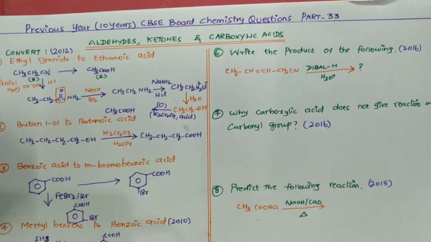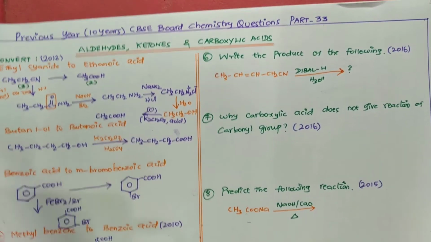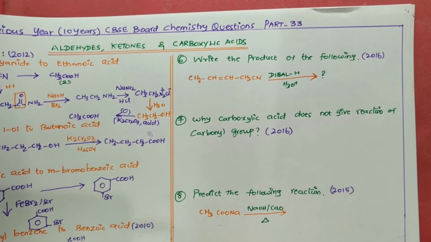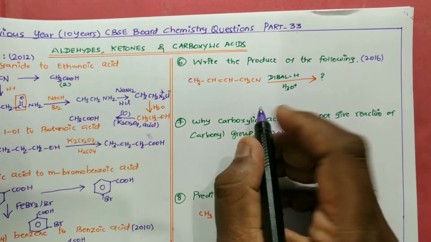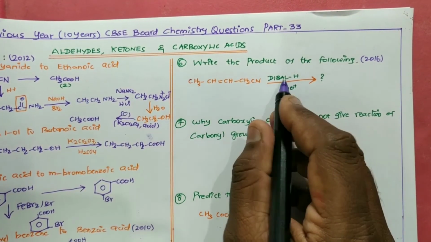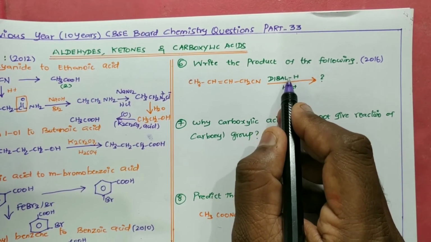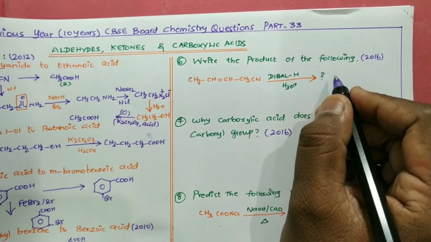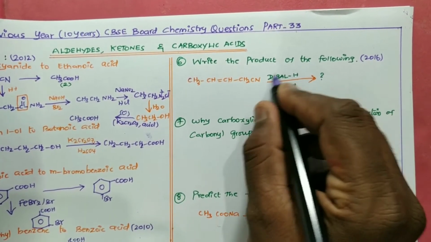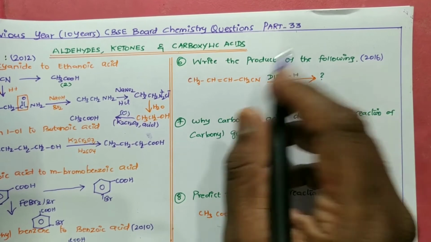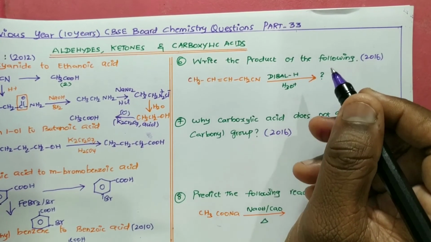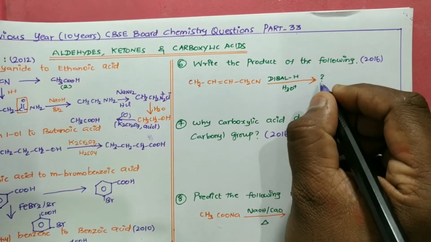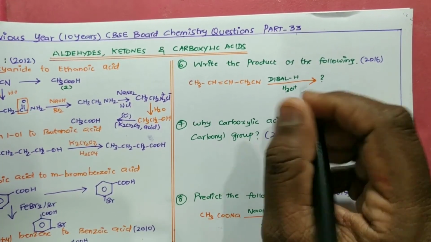Okay, next question: write the product of the following. This was asked in the year 2016. It's a very interesting question. Here we have DIBAL, as we know, diisobutyl aluminum hydride followed by water. If you treat with this reducing agent, I'll be getting some product. What kind of product will I get? The interesting product is like this. I'll be writing only the product.